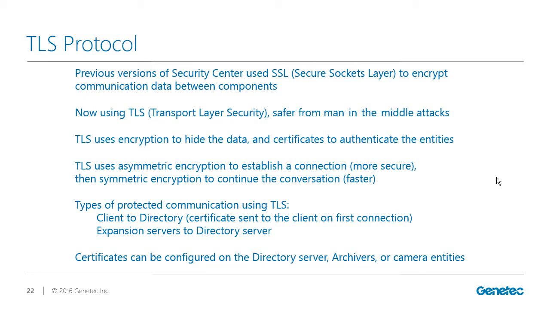We're going to look at things like symmetric and asymmetric encryption a little bit more in April, but basically it uses asymmetric for the connection, and then symmetric, which is a little bit faster, to continue the conversation from there. The TLS protocol, we're using that for basically the clients talking to the directory, and from any of the expansion servers to the directory server. So between servers and between clients, that's where we're going to be using TLS. We'll see where that's relevant in just a few minutes.